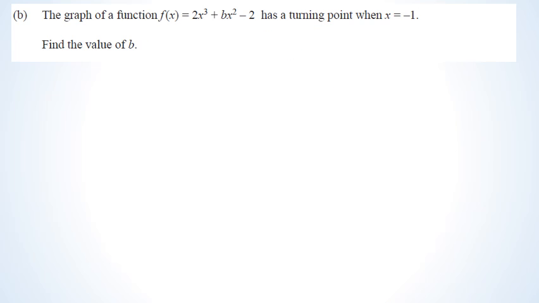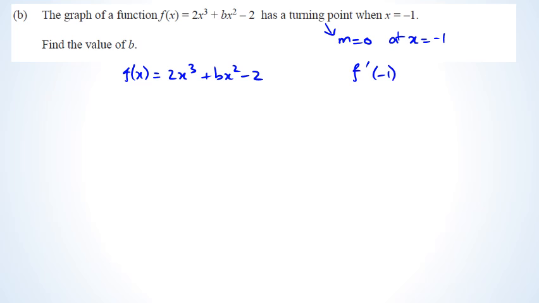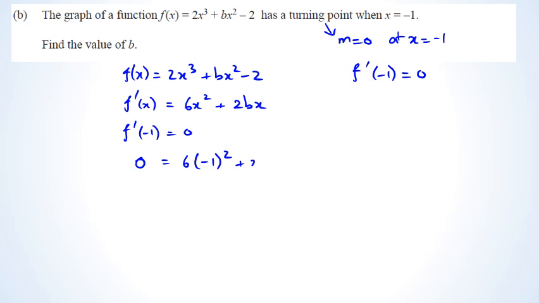All right, so for this question, we've got f of x equals 2x cubed plus bx squared minus 2. As usual, turning point means m equals 0 at x equals negative 1. So we know that f dash of negative 1 is equal to 0. So we've got f dash of x equals 6x squared plus 2bx. We know that f dash of negative 1 is equal to 0. So we can say that 0 equals 6 times negative 1 squared plus 2 times b times negative 1.